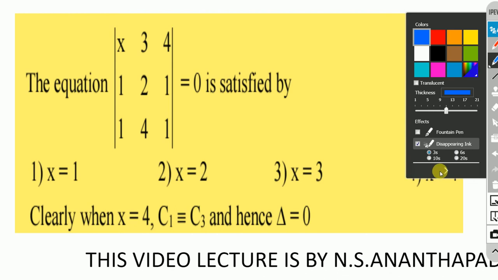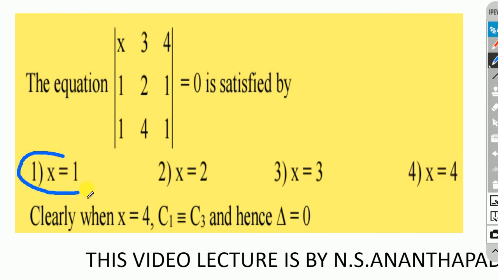So let us see, I have option 1 as x equals 1. Suppose when you put x is equal to 1, here the value is 1, 1, 1; 3, 2, 4; 4, 1, 1. So here no column or row is proportional or identical when you put x is equal to 1. Therefore x equals 1 is not the answer. Similarly, when you put x equals 2, no column or no row is identical, and even for x equals 3, no column or no row of this determinant is identical or proportional.